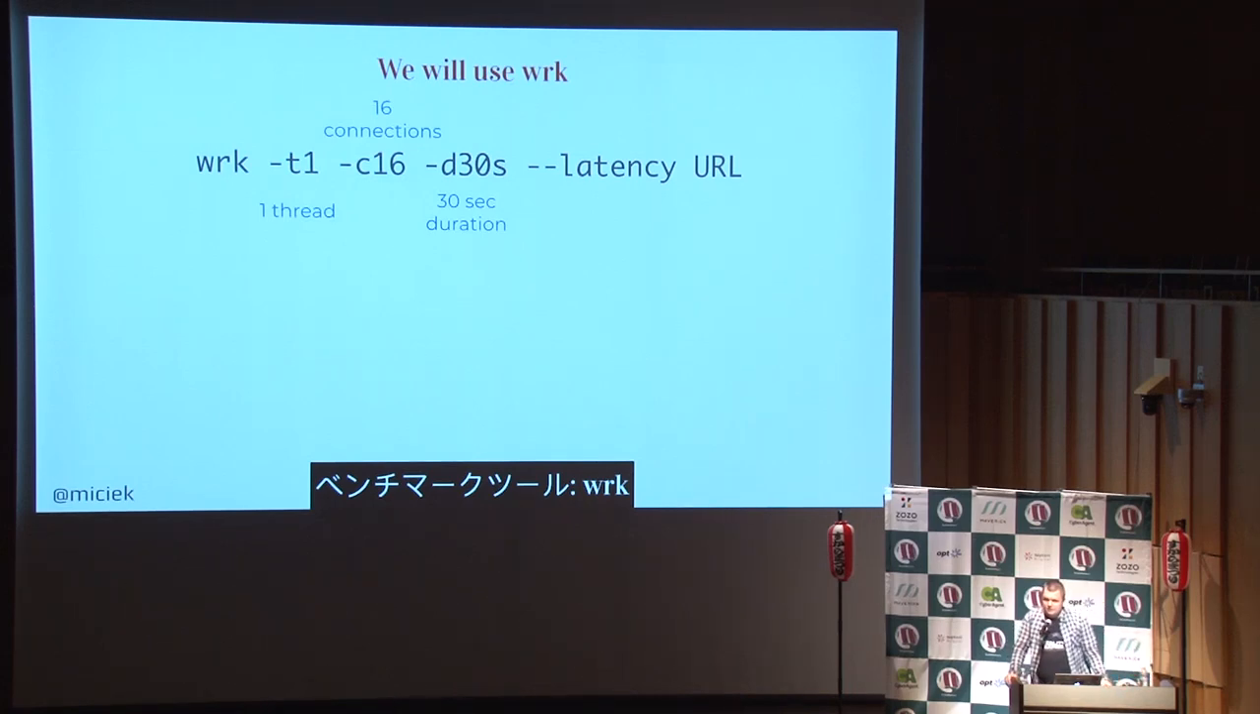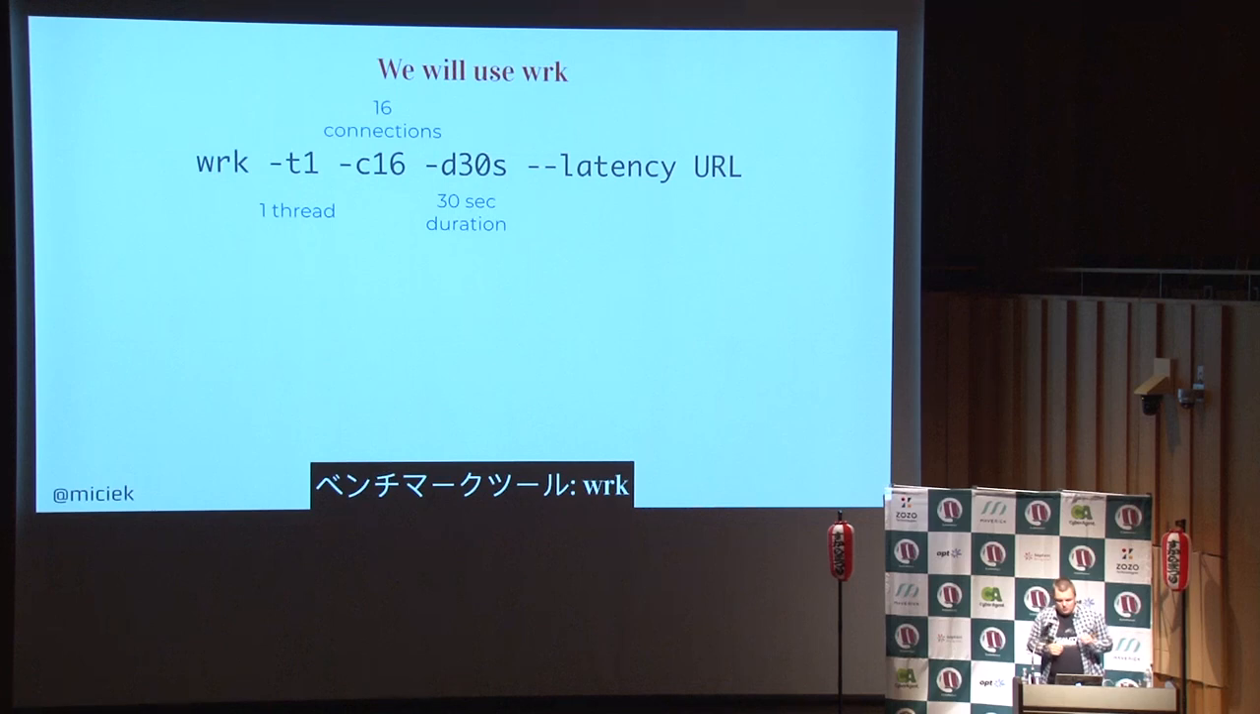So WRK is a Linux tool, and Unix probably. So it's on Mac OS. It's on Linux. It's a command line tool, and you can use it quickly to just test out this URL. In our case, this will be our service, right?